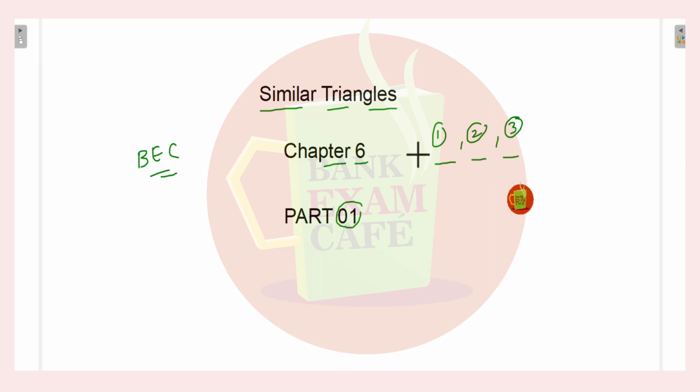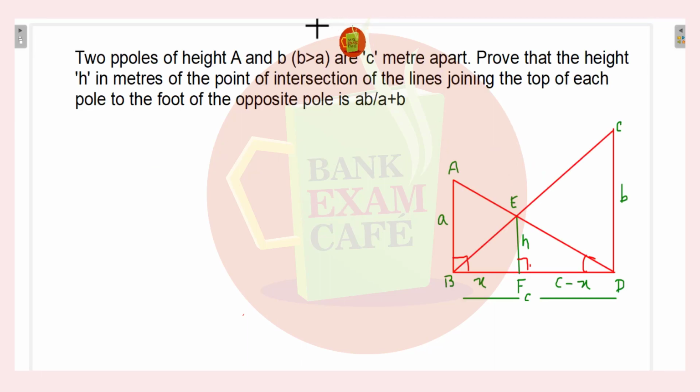Now let us move to the first question of this episode. Here is the first question: the two poles of height A and B, where B is greater than A, are C meters apart. AB and CD are the two poles which are C meters apart. So the distance between B and D is C meters, and the AB pole is of height A meters and CD pole is of height B meters.